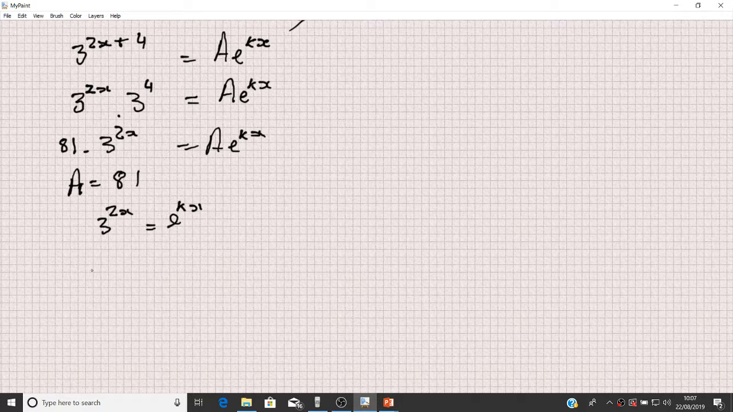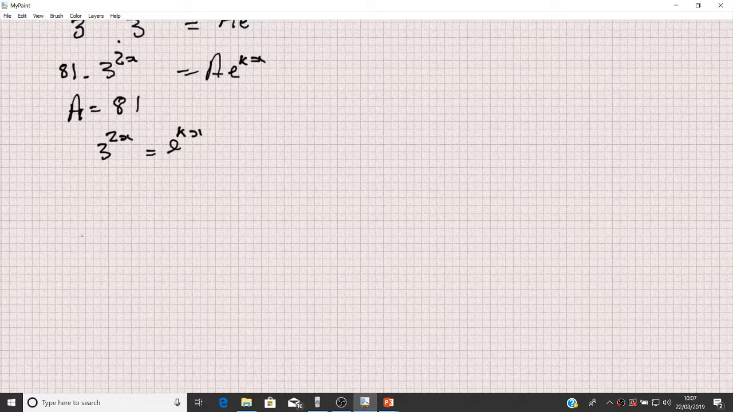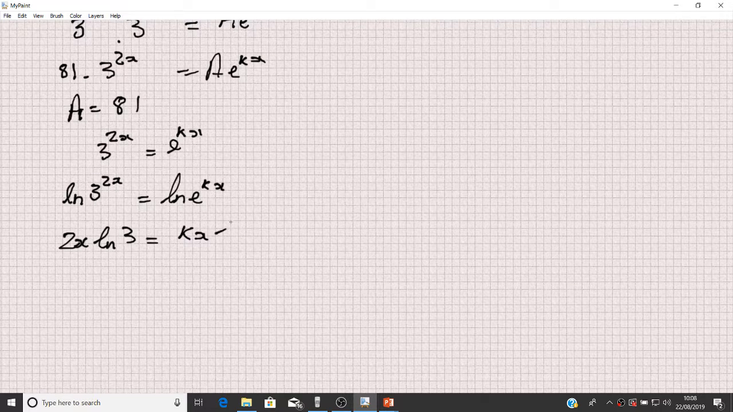So on the left of 3 to the power of 2x, I'm going to take ln of both sides. ln of 3 to the power of 2x equals ln of e to the kx. Using my rules of powers, I can now say 2x ln 3 equals kx ln e. Now ln e is in fact 1.